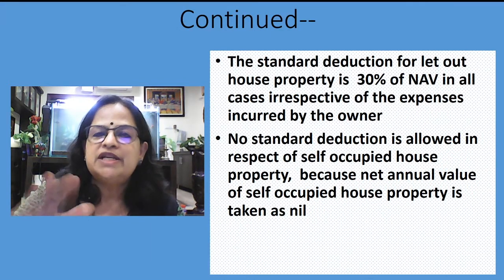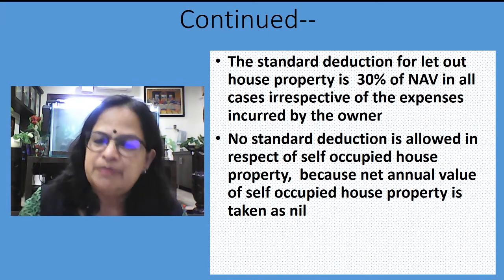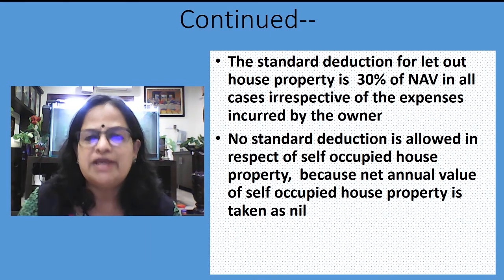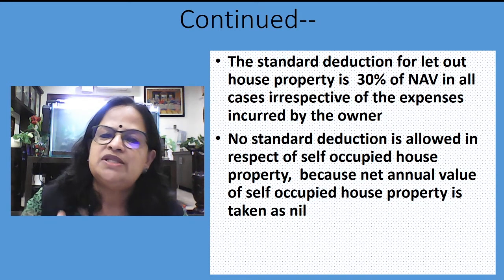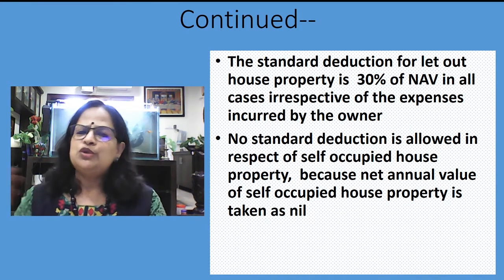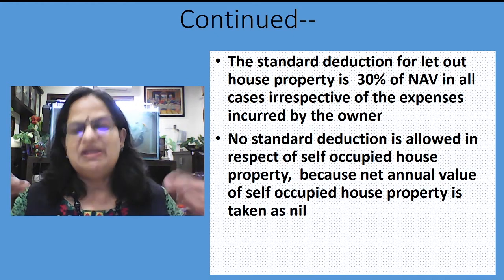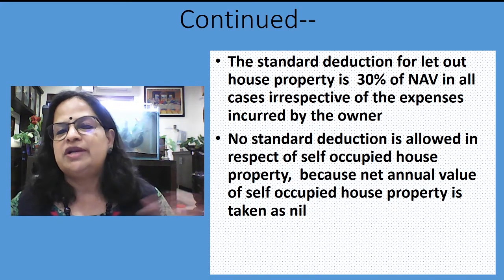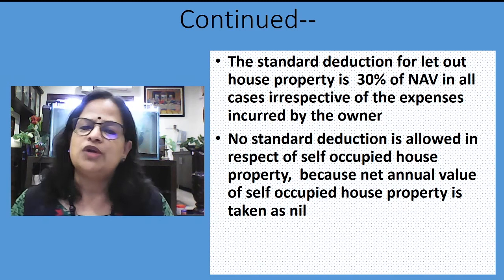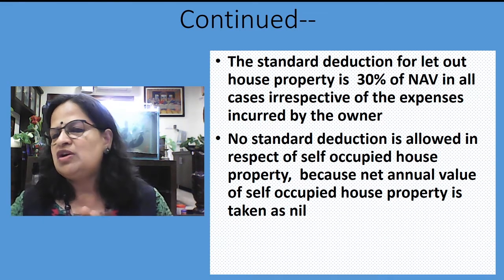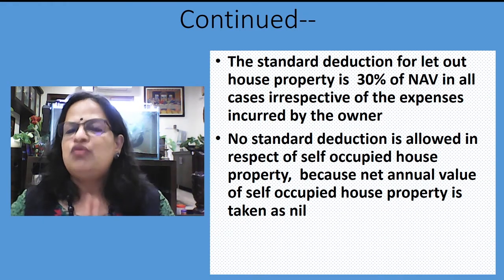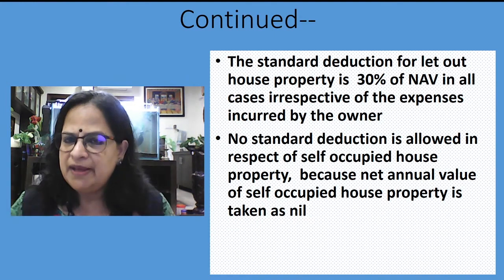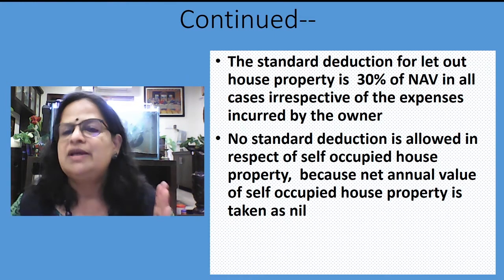Now the standard deduction for let out house property is 30% of net annual value in all cases, irrespective of the expenses incurred by the owner. I told you, when you do the problems, you will come to know that. They will claim that we paid this insurance, that insurance, fire insurance, groundwater, all this they will claim. We will not see whatever they are claiming. Flat 30%, whether he claimed the expenses or not, we will allow that deduction.